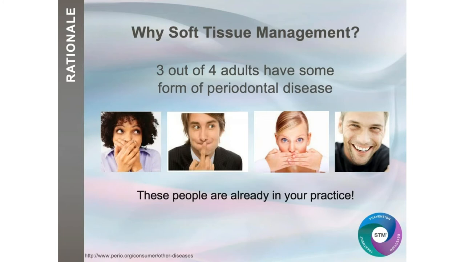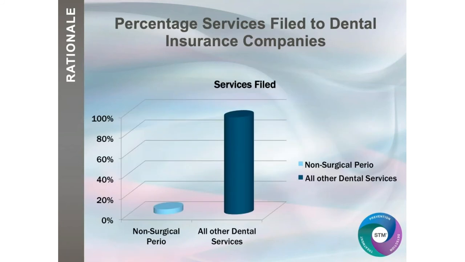But why is it important? Three out of four adults still have some form of perio disease. These patients are already in your practice. When we look at the percentage of services that are filed currently, whether in Canada or the US, it's the same. Non-surgical perio is not being billed out. So either we are doing these services and not billing for them, or our doctors are not doing them. Let me just call a spade a spade: we're not billing for it. It's not like we're not treating our patients.